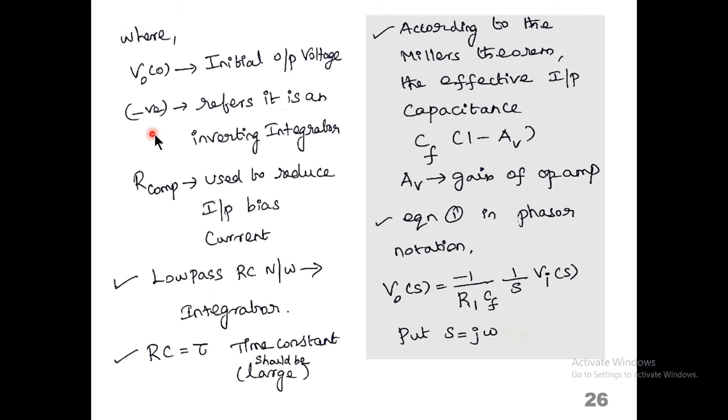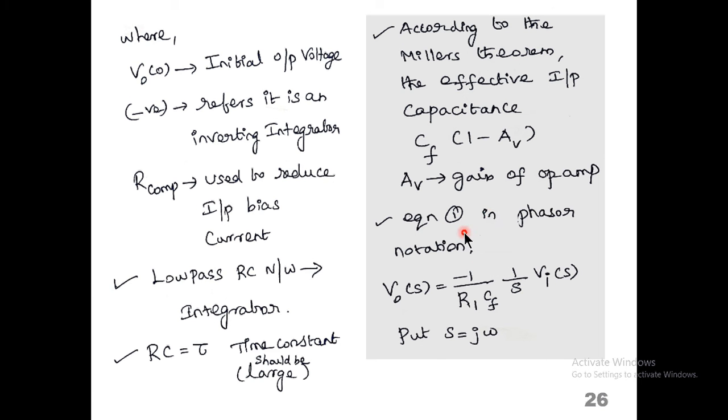The negative sign indicates that it is an inverting integrator, and the compensation resistor is used to reduce the input bias current. A low pass RC network is connected in the integrator. RC is equal to tau, the time constant, which we know should be large for the integrator. According to Miller's theorem, the effective input capacitance is CF into 1 minus AV, where AV is the gain of the op-amp.